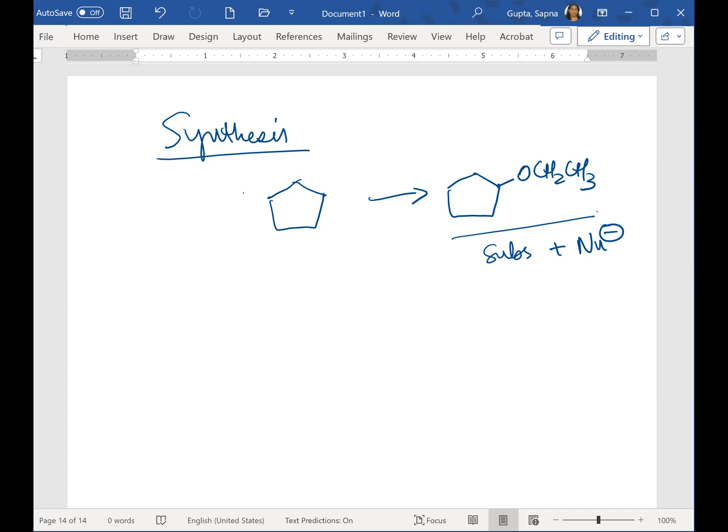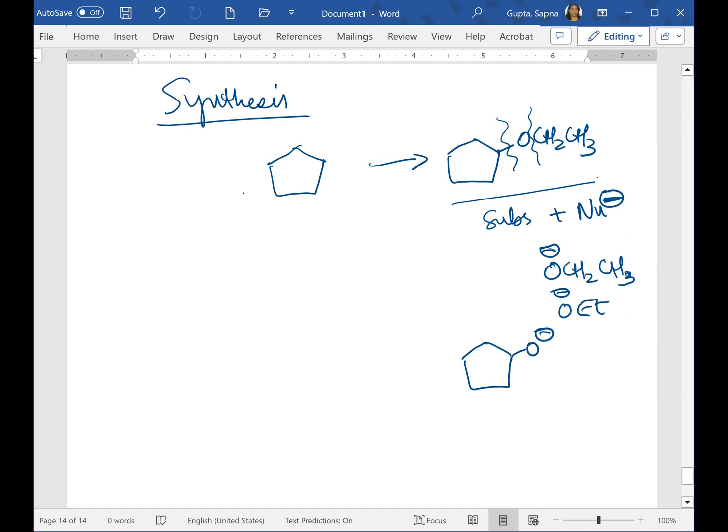So now what's your nucleophile? Your nucleophile is something that is negatively charged, that's why I always write Nu minus. So your nucleophile is something like this. This will work, that's a good nucleophile. That's ethoxide. You've used this like a gazillion times. You can also use this as your nucleophile. What I'm doing is just fragmenting this, that's all I'm doing.